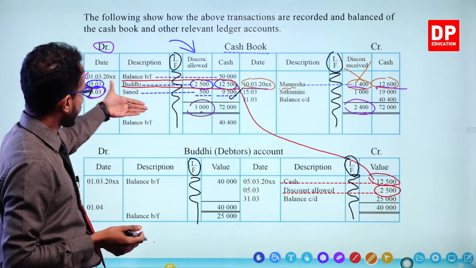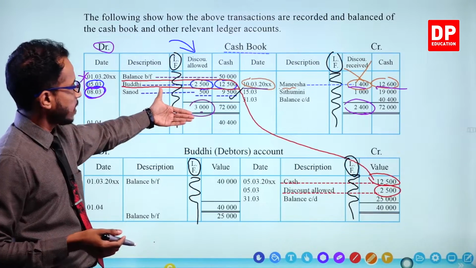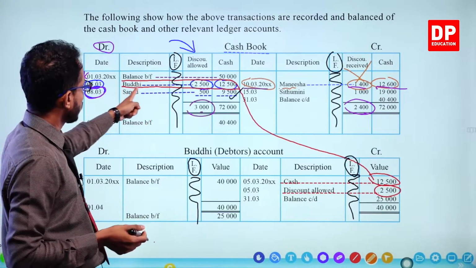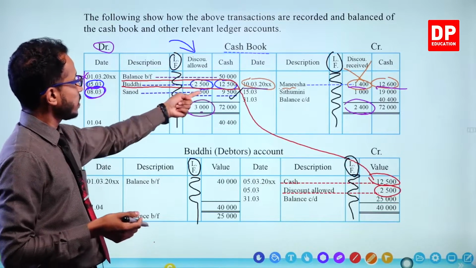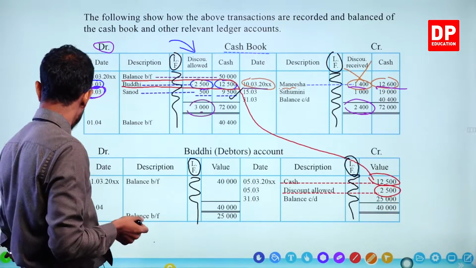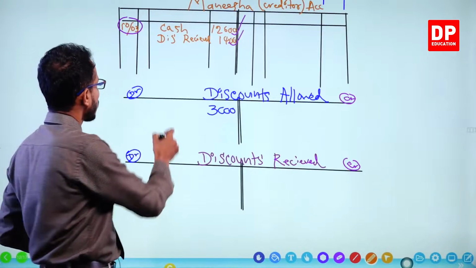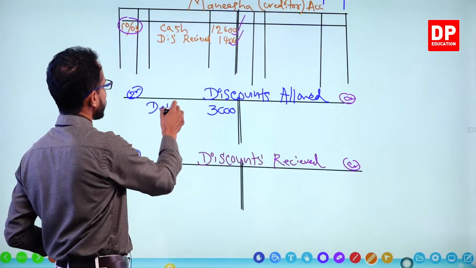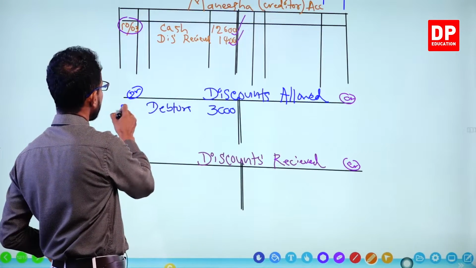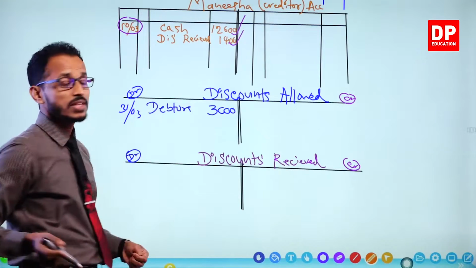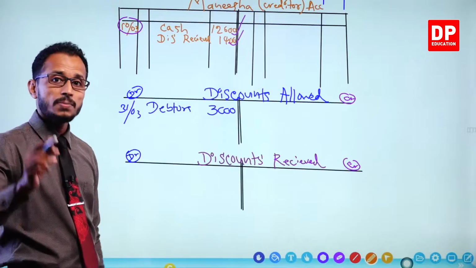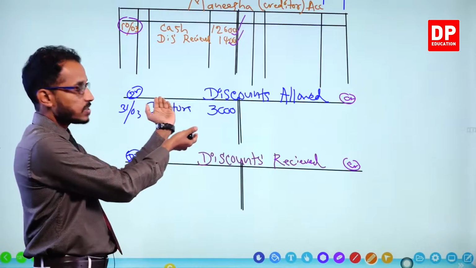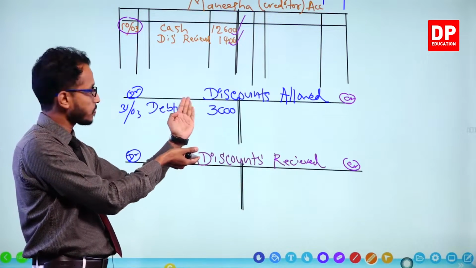As the description you can write debtors, because all the discounts are recorded due to the debtors. Debtors as at 31st March, that is the end of the month. You transfer the total of the column. Columnar total should be in the relevant account.